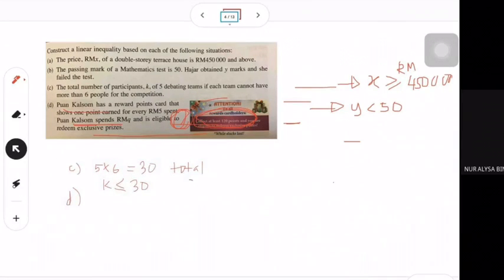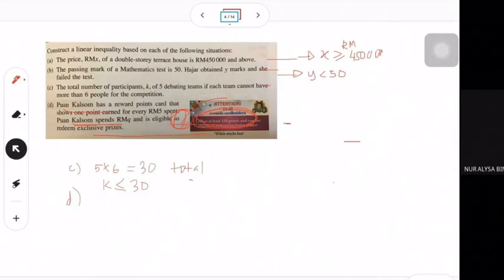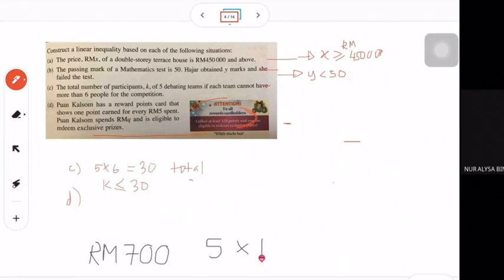D. How do we do D? Puan Kasum has a reward points card and earns points for every 5 ringgit spent. Puan Kasum spent Q and is eligible to redeem exclusive prizes. So Puan Kasum is eligible for exclusive prizes. How much must she spend to qualify for these prizes? Not lucky draw, prizes. How do you get 700? Oh, can you not see this? Sorry. What is written here?